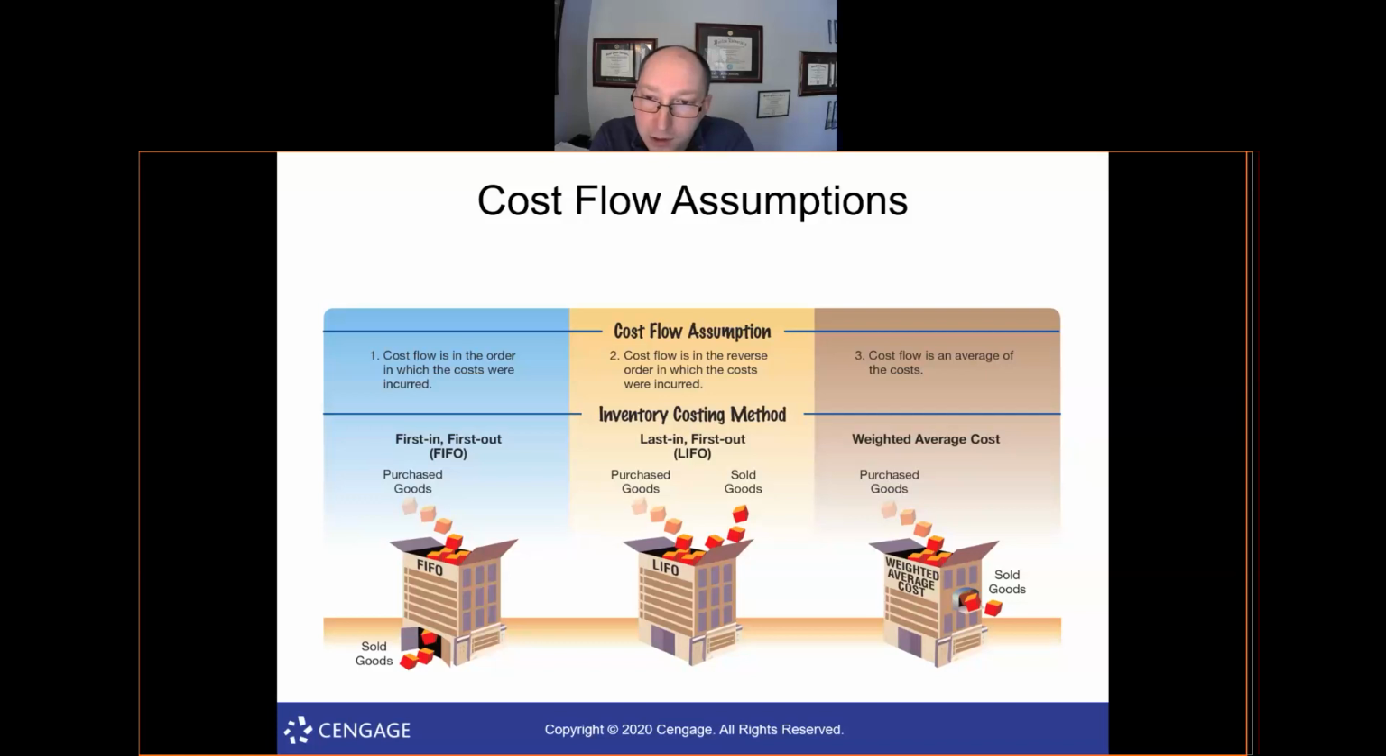And then we have weighted average. This is where we take the average of all of our purchases together.